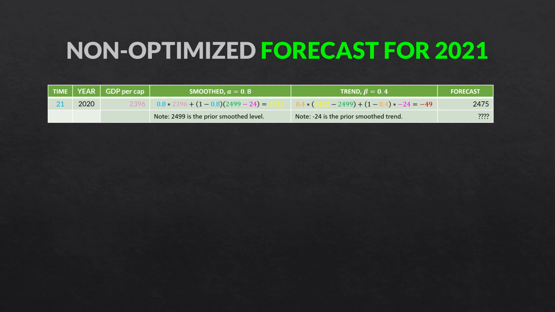So our data ended in the year 2020. Nigeria's GDP per capita for that year was 2396. Now we want to find the forecast value that's over on the right where the question marks are. A few things are in this calculation. 2499 is the prior period smooth level, so it would actually be in the row above. Same thing for the negative 24. It is the prior period smooth trend that would also be present in the row above. But we carry those down and we do the math out and we get a smooth level of 2412 and a smooth trend of negative 49.